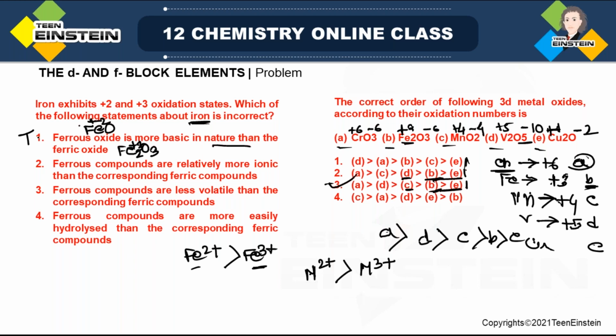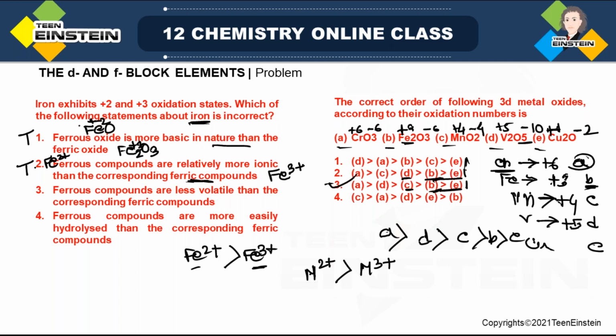Second statement: ferrous compounds. Ferrous compounds means iron compounds where iron has oxidation state +2. Those are called ferrous compounds. They are relatively more ionic than the corresponding ferric compounds. Ferric compound means Fe3+. Now, when the oxidation state is high, same metal, always the lower oxidation state will be more ionic. Fine. So that is the reason this will also be correct.